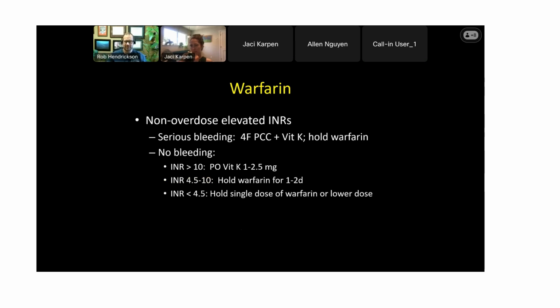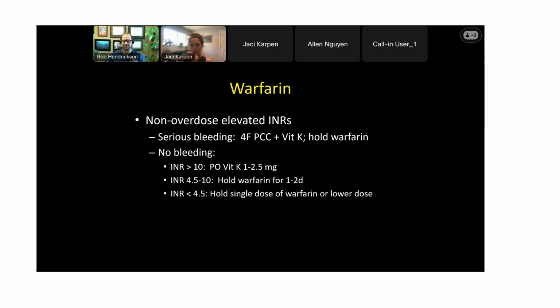What about those non-overdose elevated INRs? We get that every once in a while where someone has hematuria, they check their INR, they're on Coumadin, and their INR is greater than 10. If they have serious bleeding, go back to just like it's an overdose: 4-factor PCC plus vitamin K. But there is a protocol for patients who have no bleeding. They're totally asymptomatic. They don't have hematuria. They just get their INR checked.